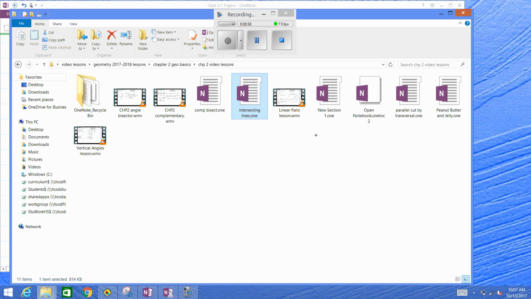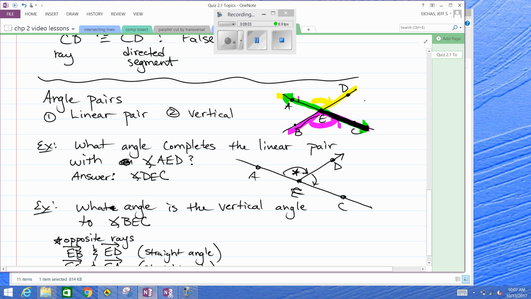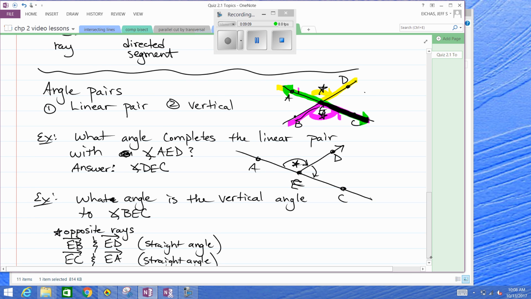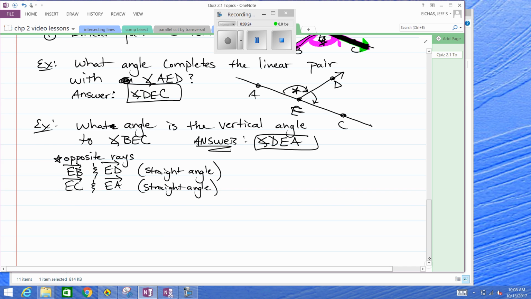Right? So then these two angles right here, they end up making vertical angles. So that's what I've got to write. So what's the answer to this one? It's going to be angle DEA. So that's one of the types of questions you've got to be ready for.